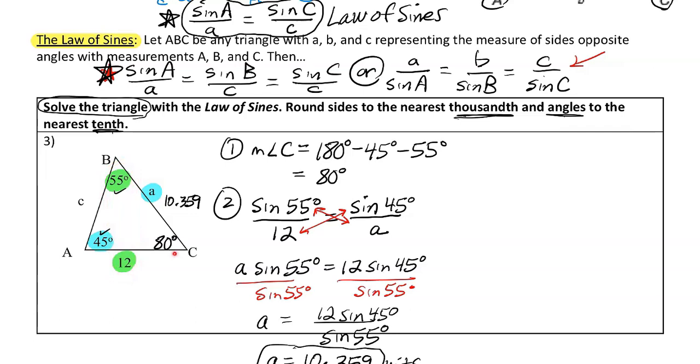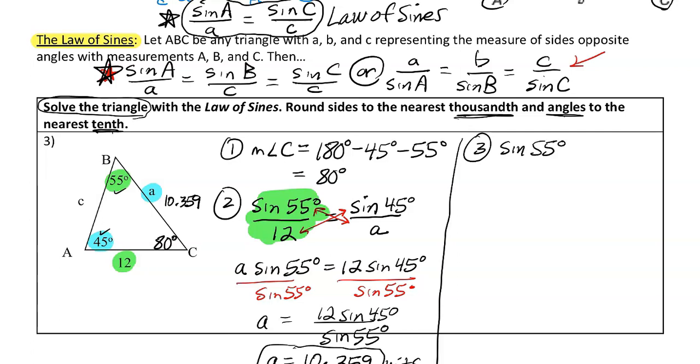Likewise, 80 is the biggest angle, so that means this side is going to be the longest side. Again, it's not going to look like that on the diagram. It's not drawn to scale. But side C should be bigger than 12. So let's solve for that third thing. Again, we're going to start with our highlighted one that we had here in green. We have sine 55 degrees.